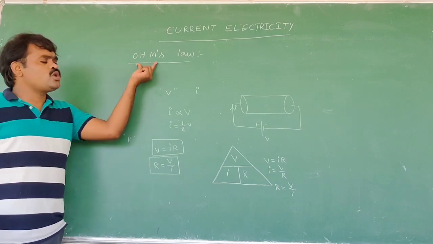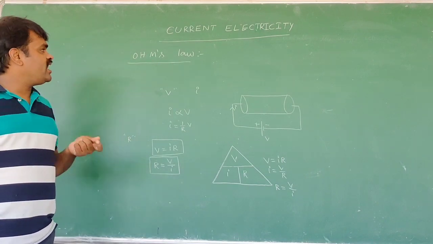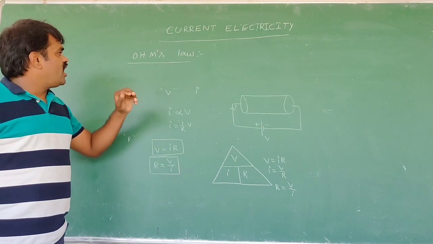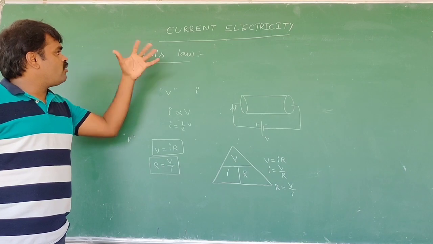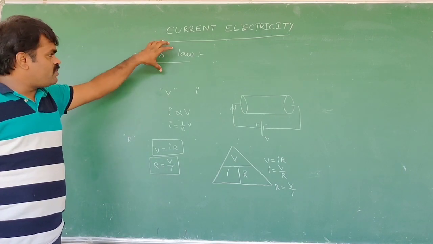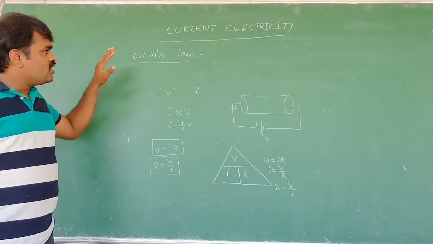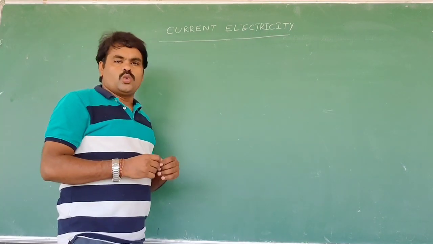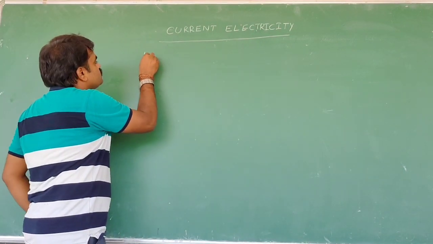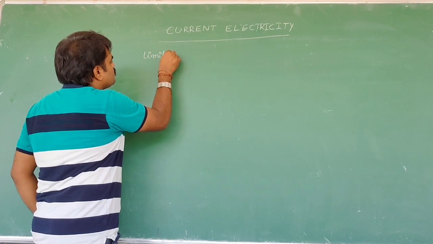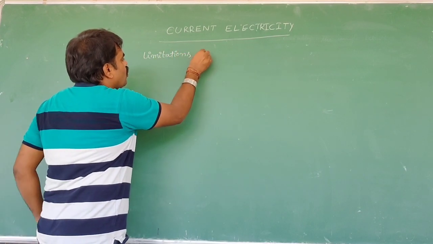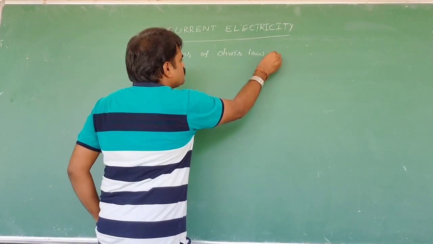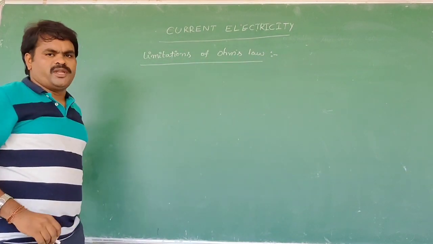Here Ohm's law is neither a basic law nor a derivable law. Ohm's law is an empirical relation. Now the limitations of Ohm's law. First limitation.